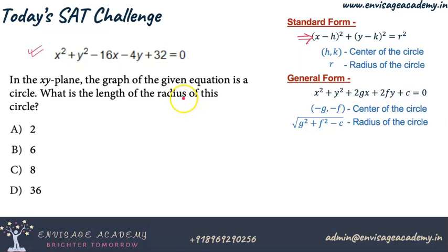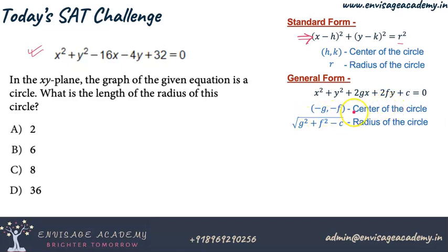So two things you have to remember about both of these forms. What gives you the center? What gives you the radius? In the standard form, h, k is the center of the circle and this r gives us the radius of the circle. Very simple. In general form, similarly, you have x square plus y square plus 2gx plus 2fy plus c is 0. It's a little complicated, but still you will be able to manage it if you remember it.